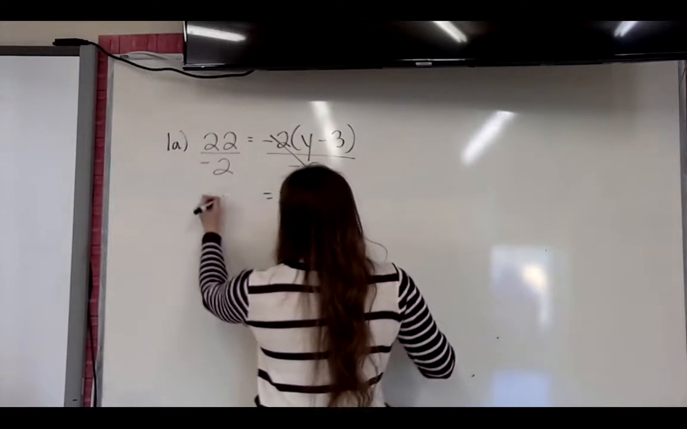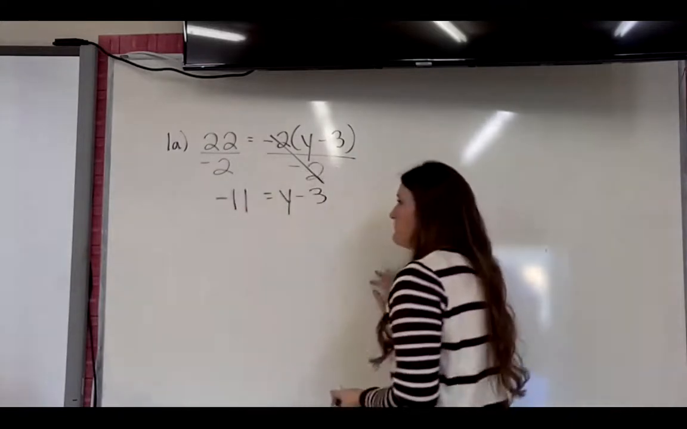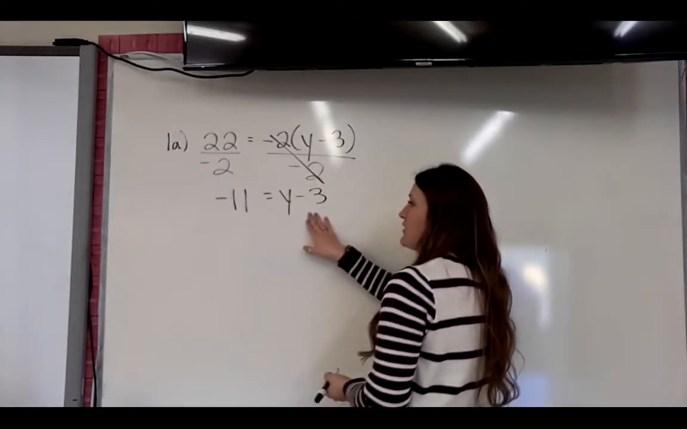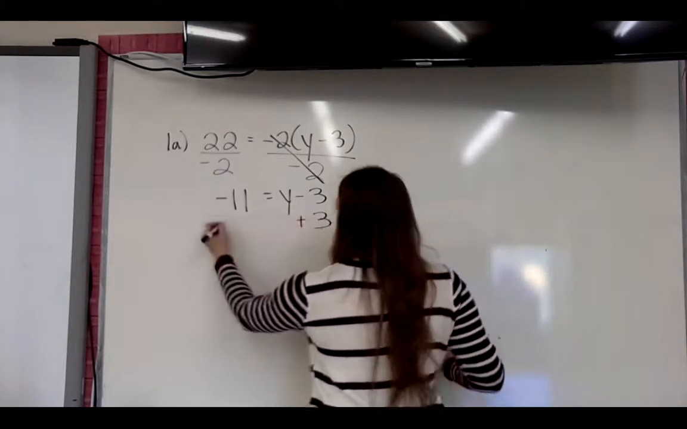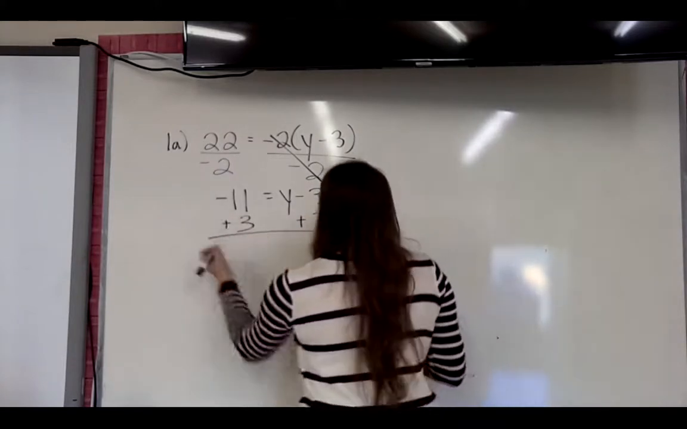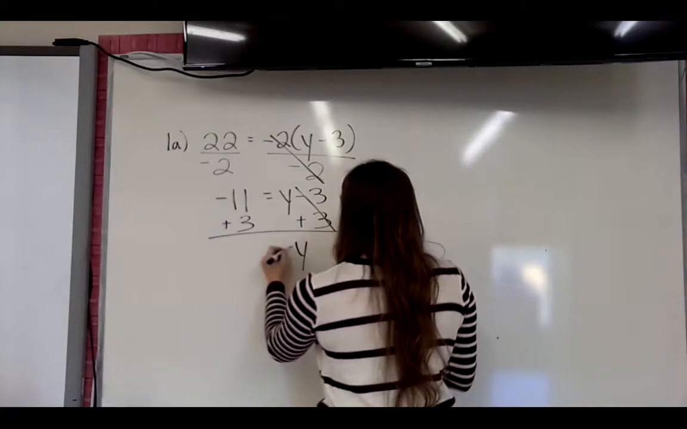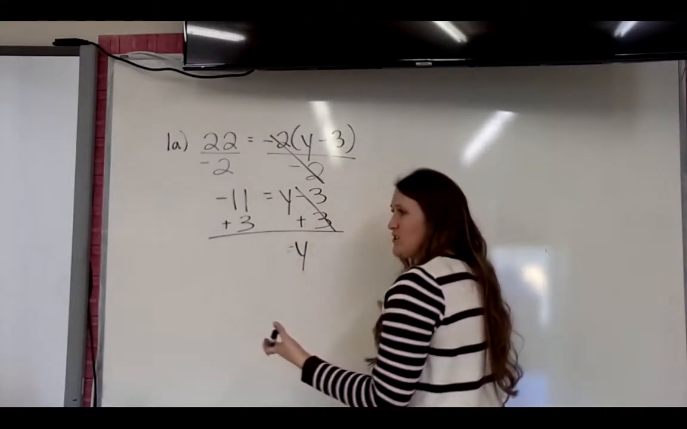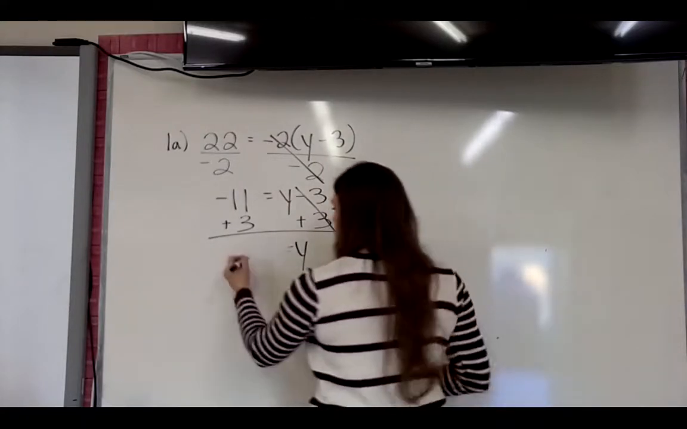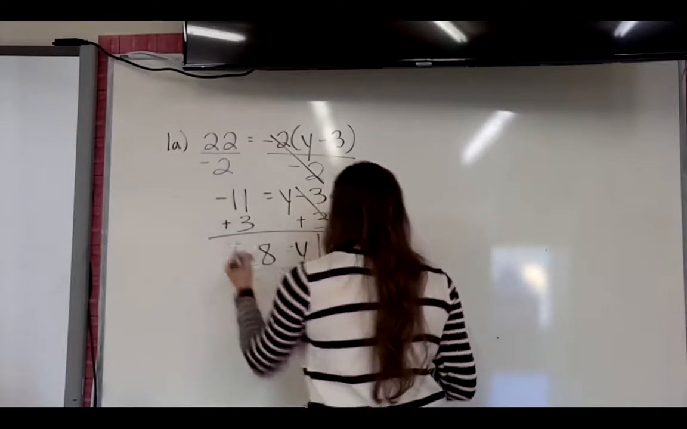22 divided by negative 2 is negative 11. Now to solve for y, I just have to get rid of the 3. We add it to both sides. So then that cancels. Negative 11 plus 3, you're kind of subtracting, so 10, 9, 8, that'd be negative 8. So that's just an easier way.